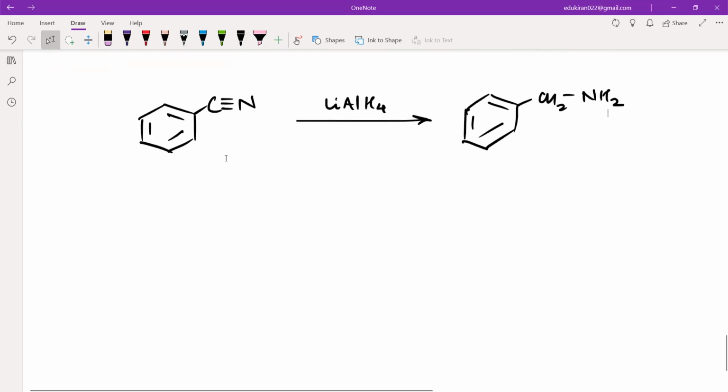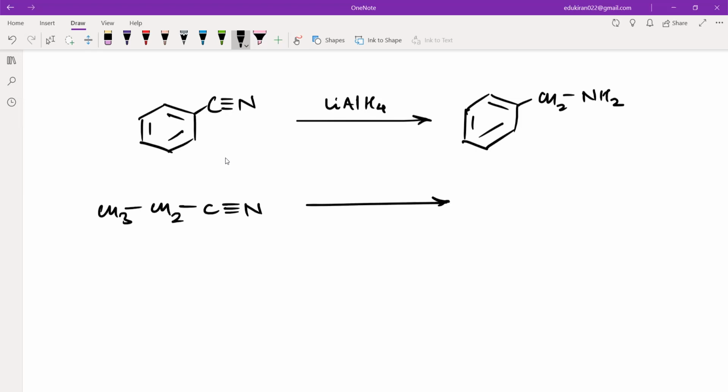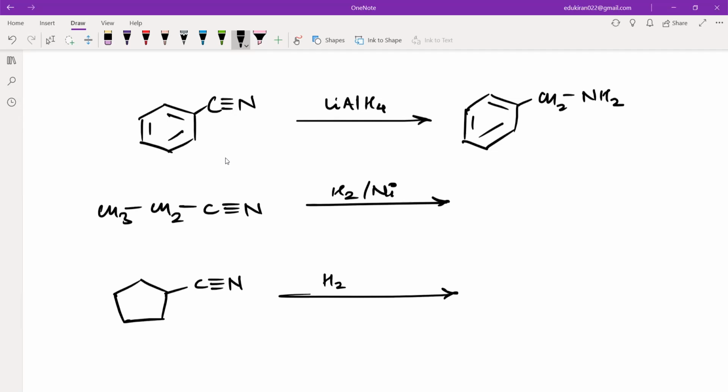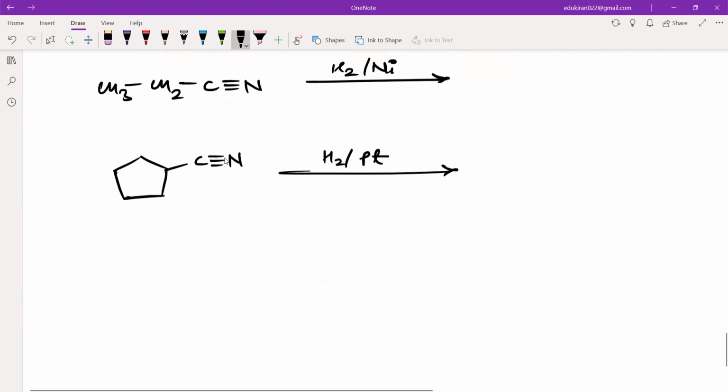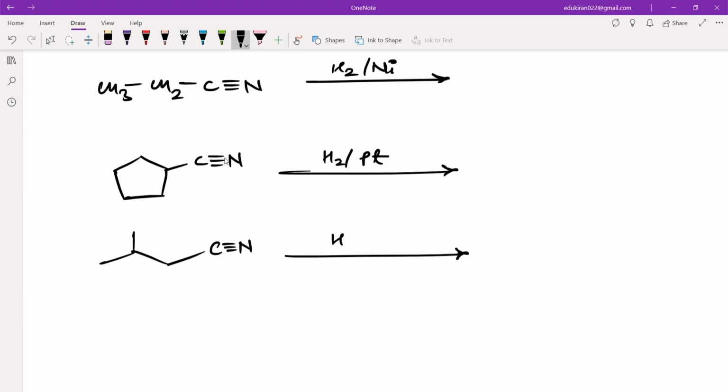So I'm writing a few reactions here. You just write the products for these: CH3CH2C≡N with H2 in the presence of nickel; C≡N with H2 in the presence of platinum; and write the product for the following. CH2NH2, nothing else. Easy.